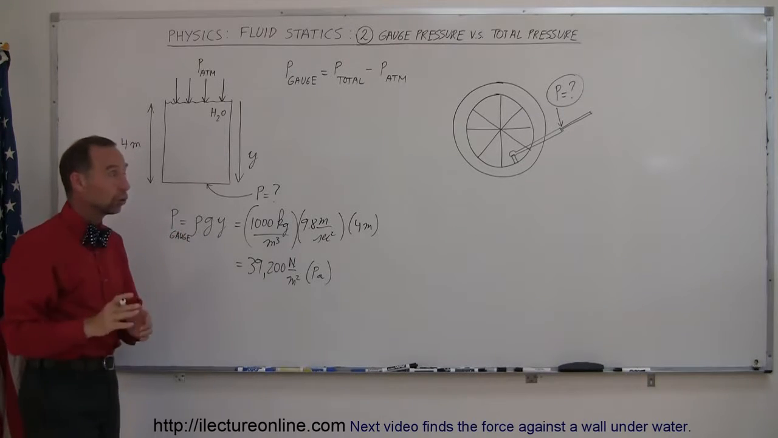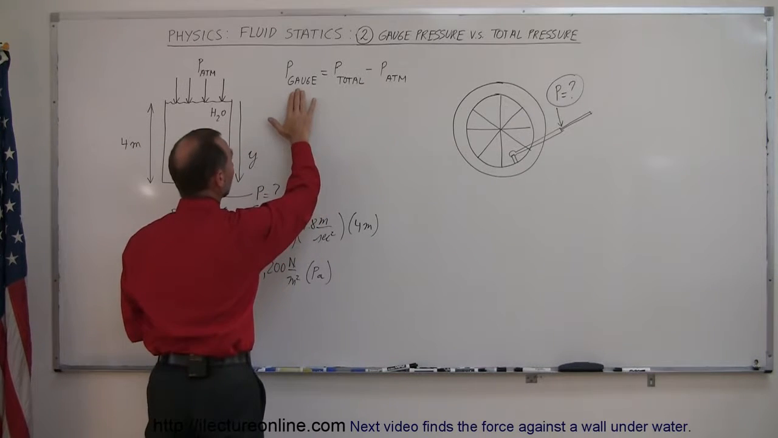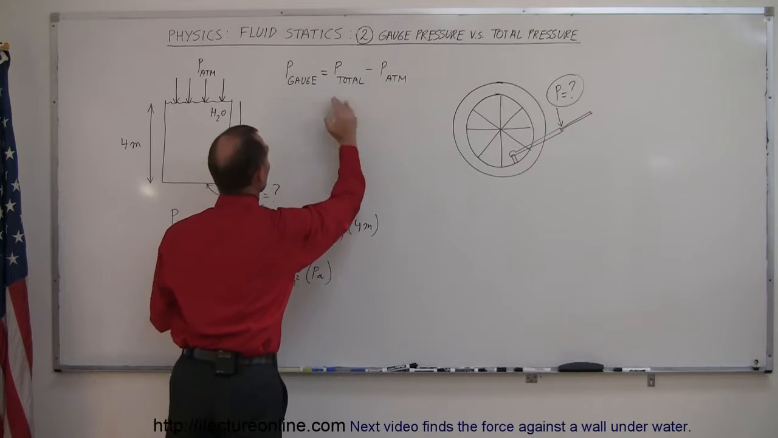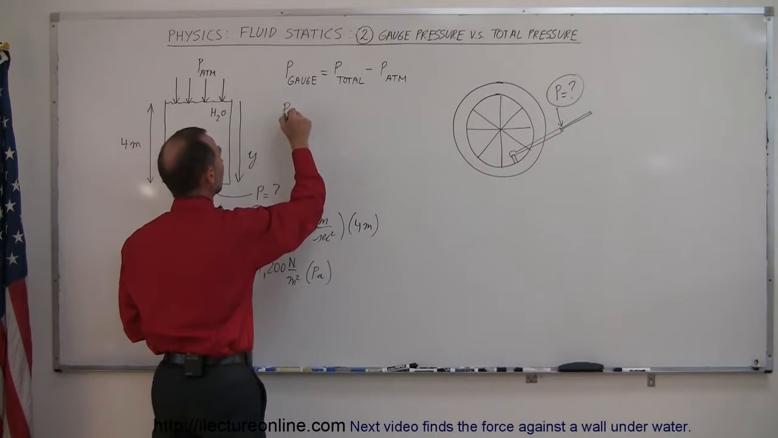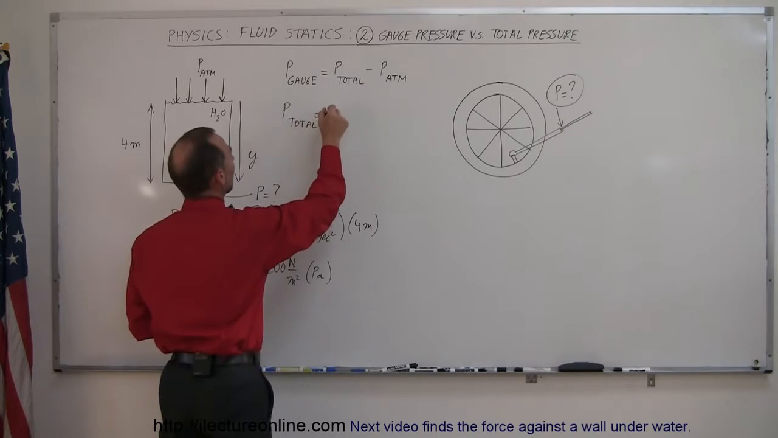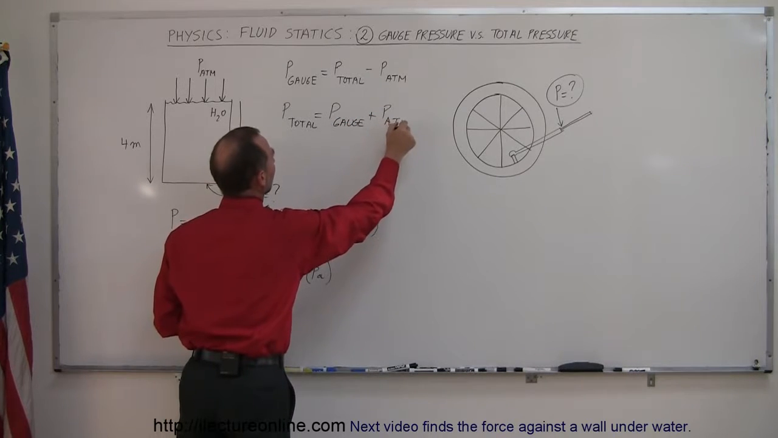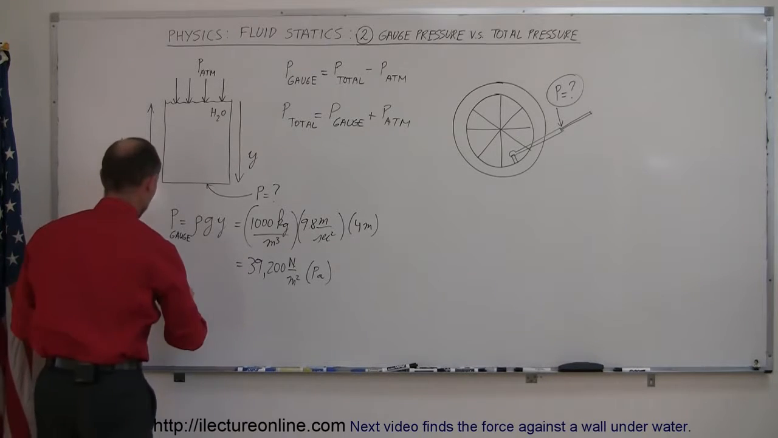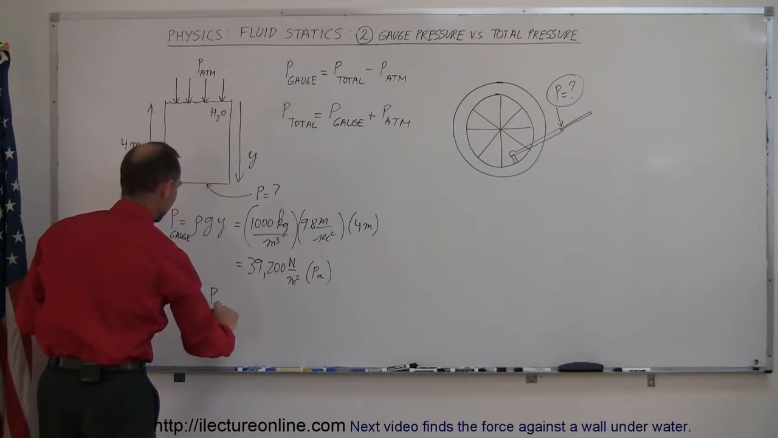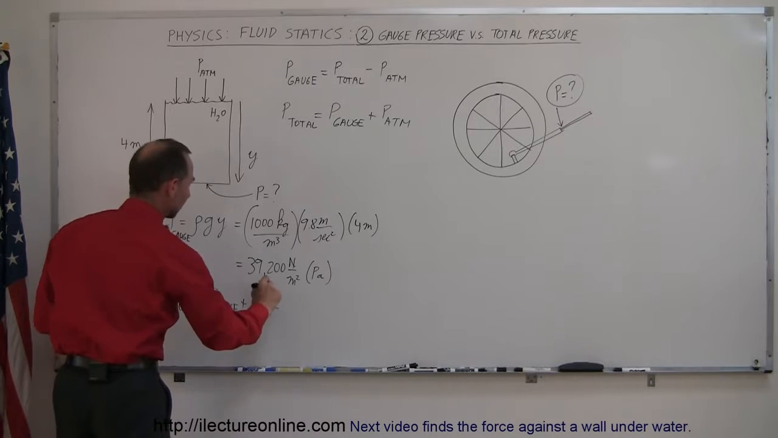If we want to find the total pressure, here's the relationship between gauge pressure and total pressure. Gauge pressure is the total pressure minus the atmospheric pressure, so we're only finding the pressure caused by the water. So if we want to find total pressure, P total, that is equal to the sum of the gauge pressure plus the atmospheric pressure. We have to add atmospheric pressure to this. Therefore, P total is equal to P gauge plus the atmospheric pressure.